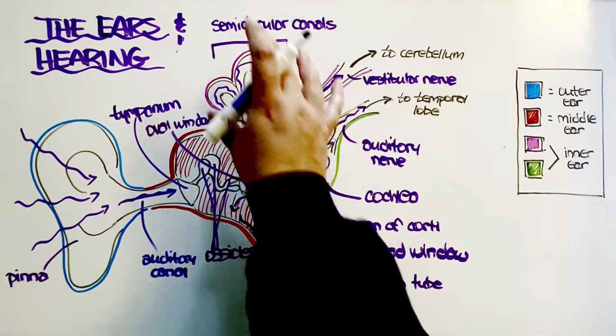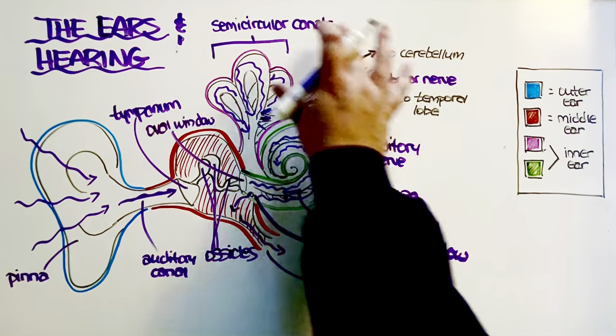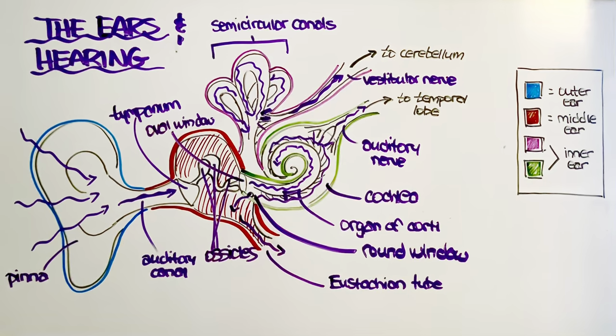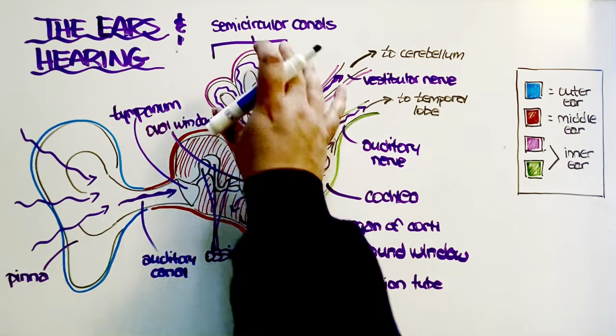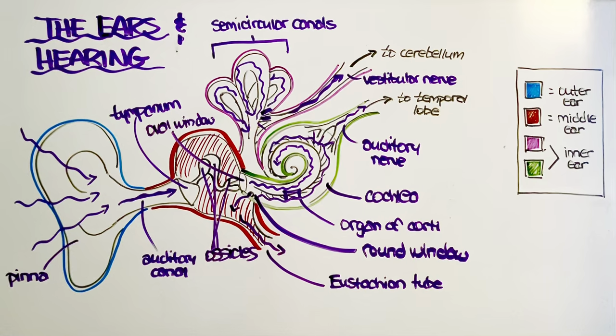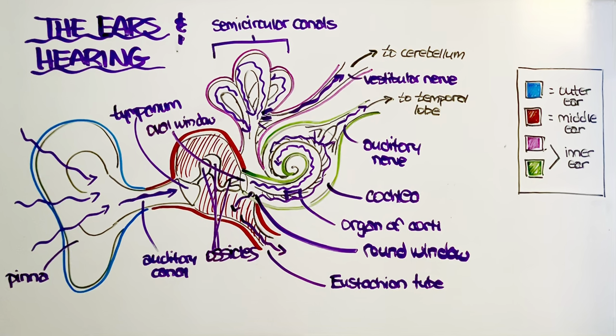Okay, so even though the semicircular canals are part of this inner ear, even though they use very similar strategies as the cochlea, they actually have nothing to do with hearing and everything to do with helping us to maintain our balance.